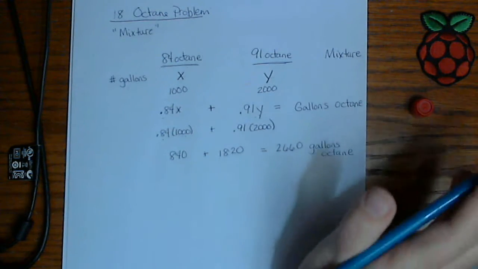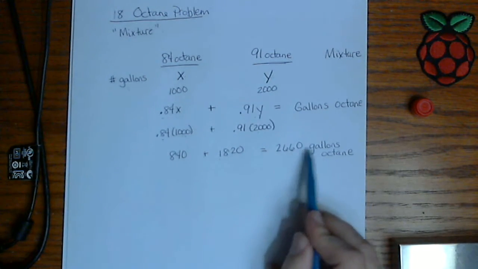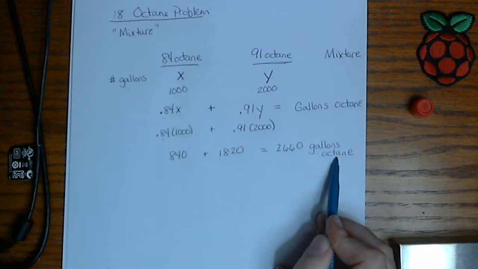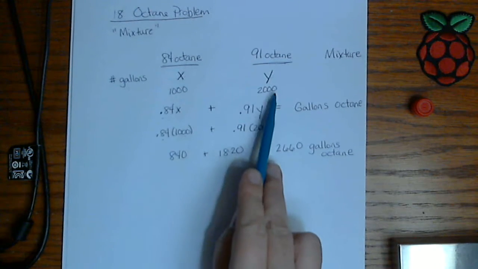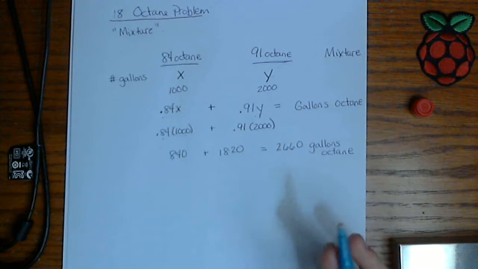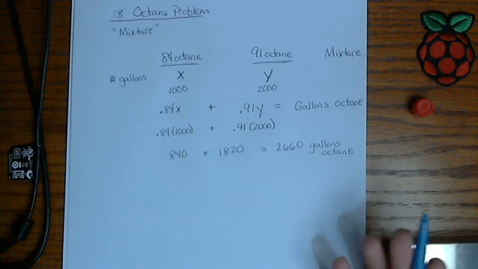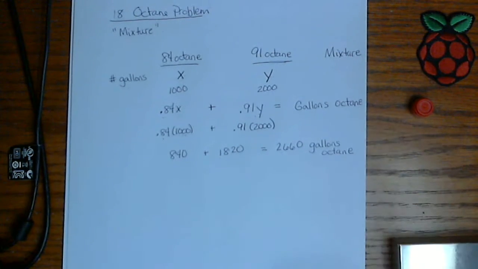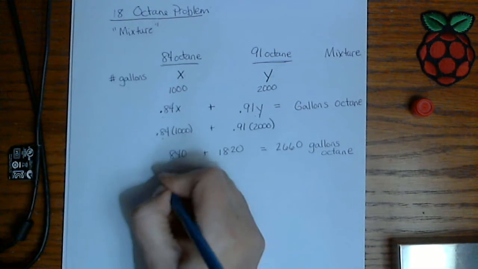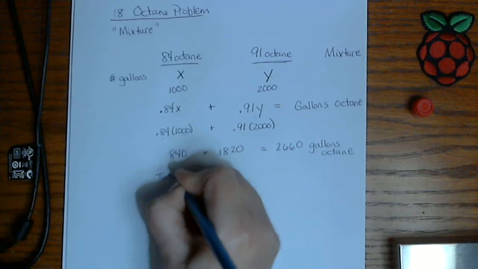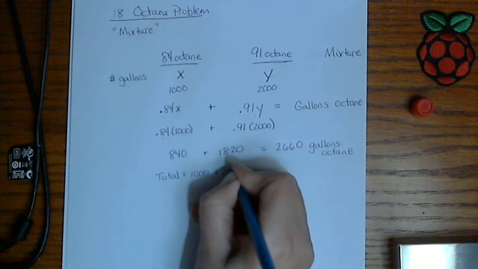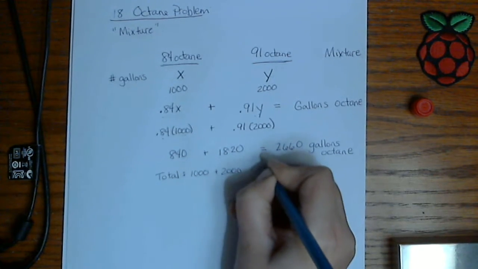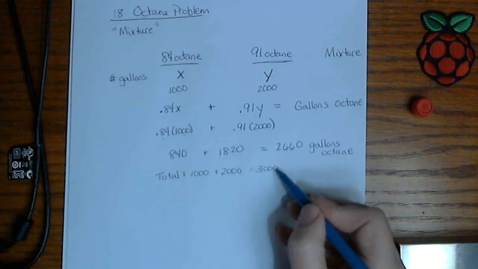That's a total of 2,660 gallons of octane. Remember, though, that was 1,000 gallons total of this one and 2,000 gallons of that one. What's the total volume of gasoline that was used here? So the total volume of the stuff that's more than just the octane would be 1,000 plus 2,000, which is 3,000.